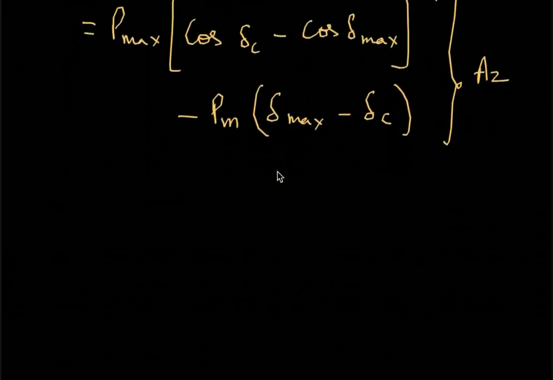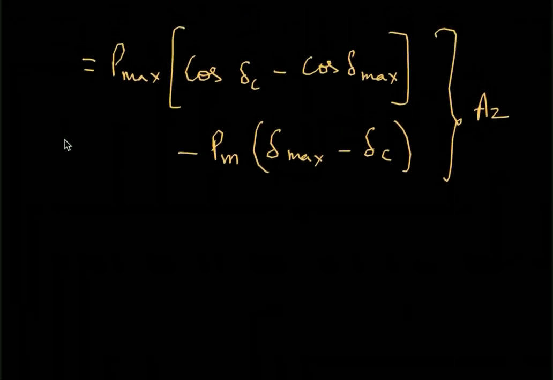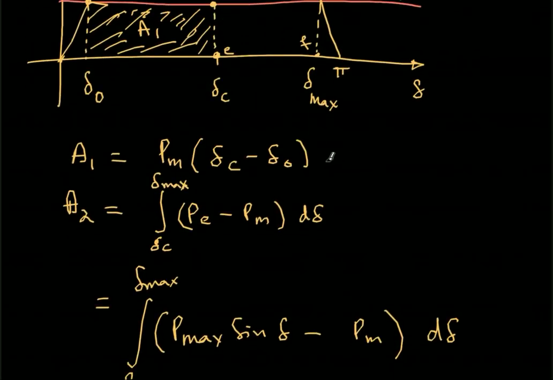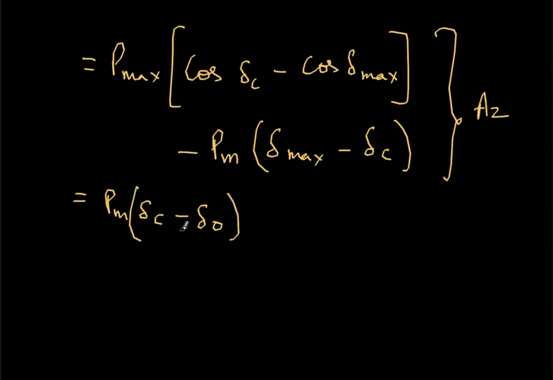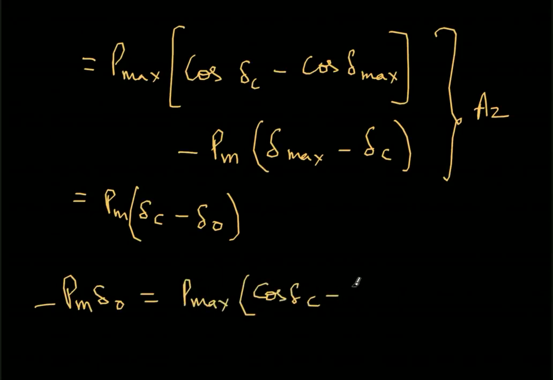Now if I look at A1, and I want to equate this to A2, A1 is here, PM times delta C minus delta naught. From these two, I can actually cancel out this term. PM minus delta C will be plus, and on both sides this will be cancelled out. And then I'll get PM delta naught equal to P max cos delta C minus cos delta max, and here this term is cancelled, so minus PM delta max.